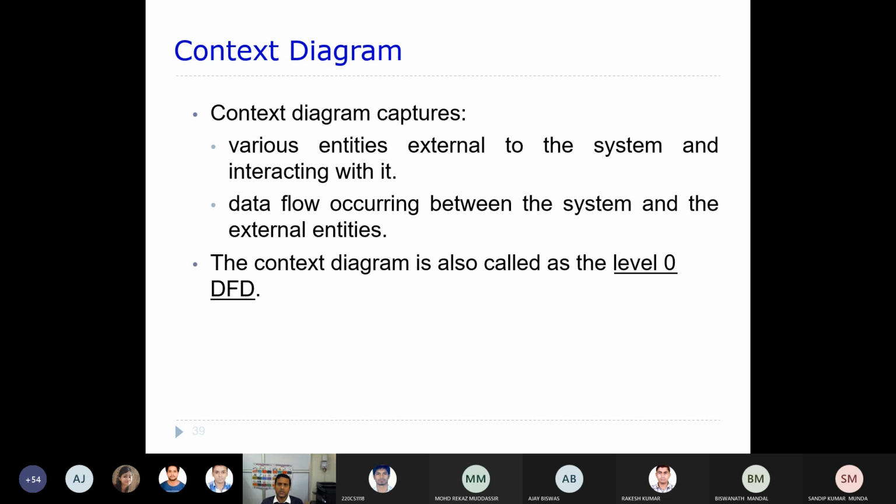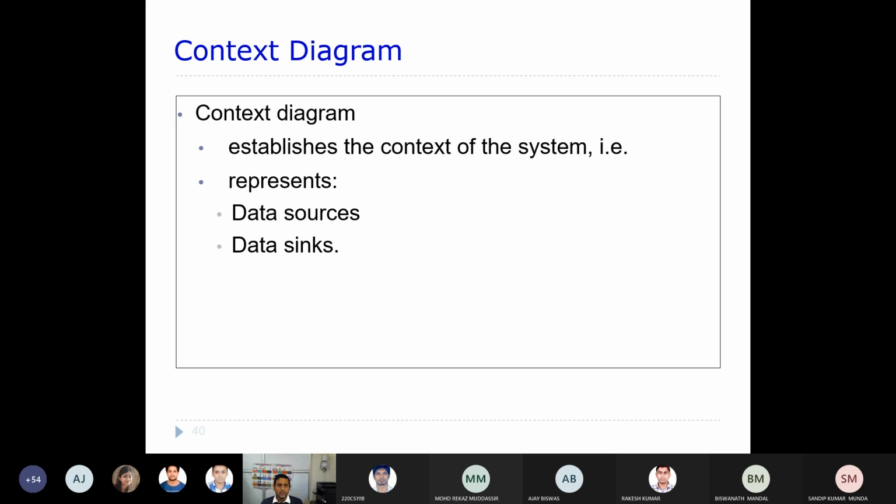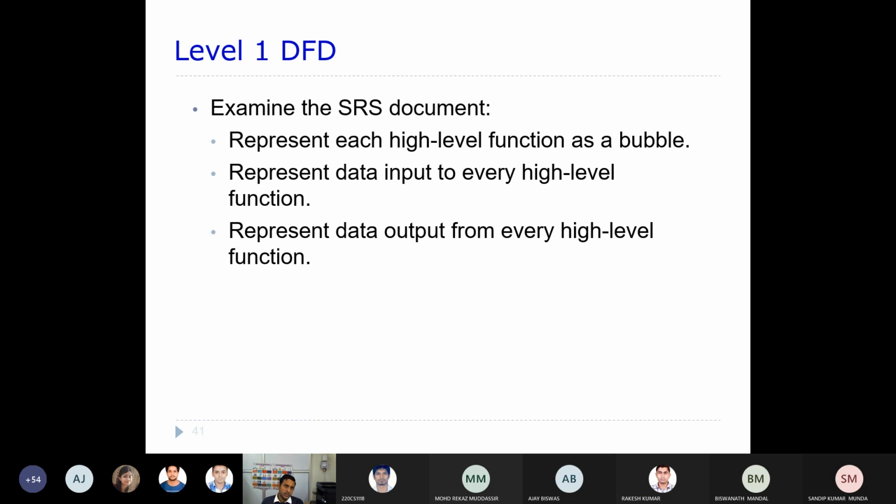Sometimes it is called a level 0 diagram. So it establishes the context of the system, and there are data sources and data sinks. That means some external entities give data as input, so they are the data sources. The external entities represent data sources as well as data sinks, because they are going to consume some data from the system. That means they take data from the system. So that is the reason why these entities play as a source as well as a sink.